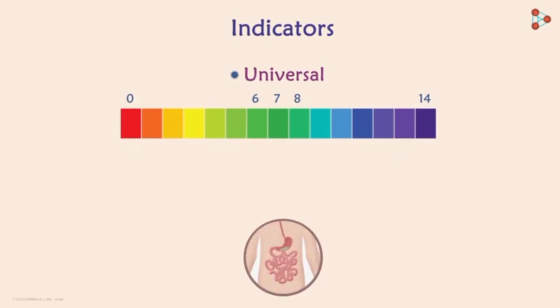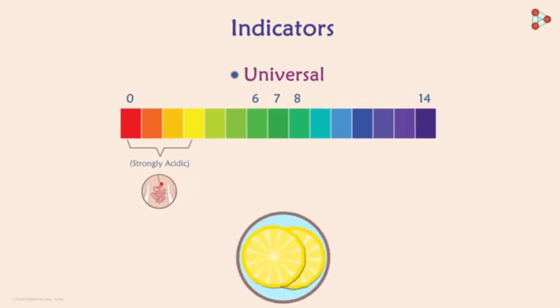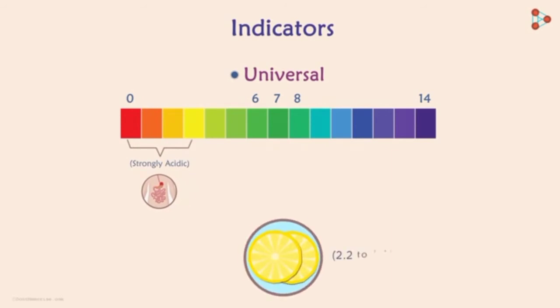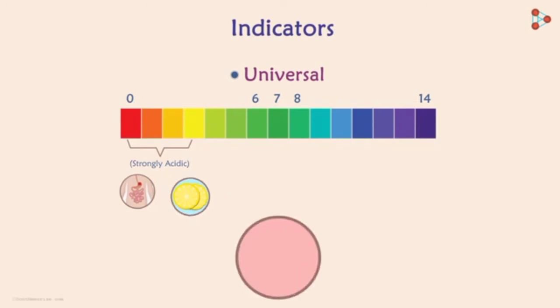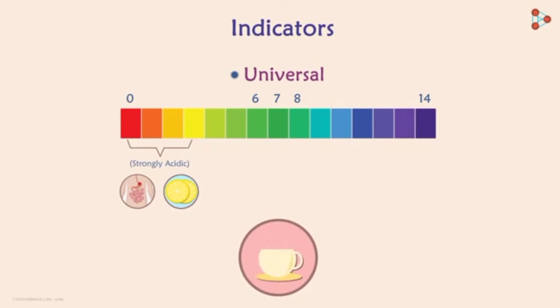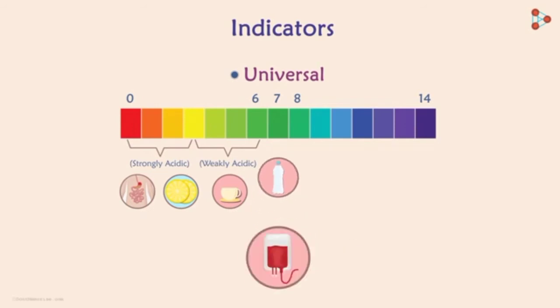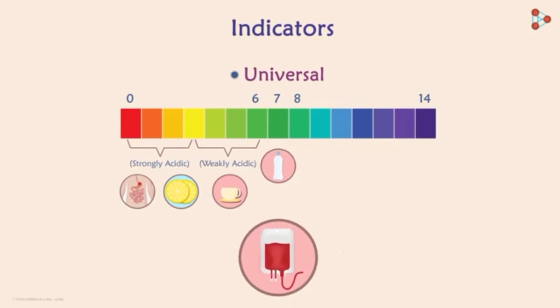Do you know the acid that forms in our stomach? Yes, gastric acid. It has a pH of about 1.2. And that tells us how acidic it is. Lemon juice has a pH of around 2.2 to 2.4. What about coffee? It has a pH of about 5. It's weakly acidic. Distilled water has a pH of 7. Totally neutral. And human blood has a pH of about 7.3 to 7.5.